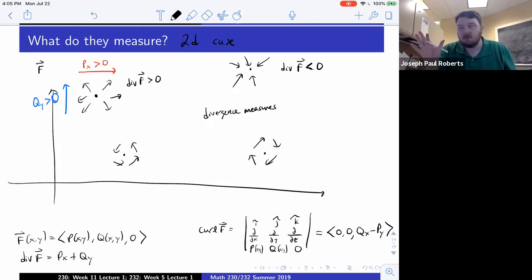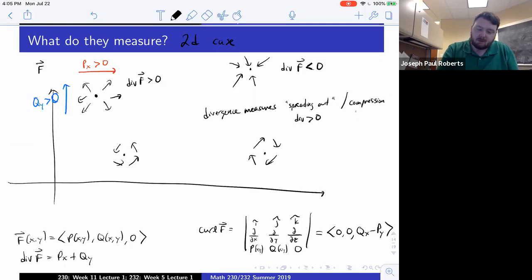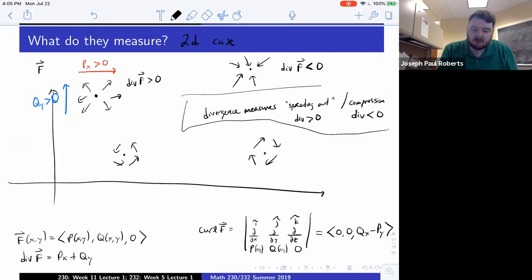So it's not that scary 141 sequences and series stuff. It's coming from this idea of, are the arrows pointing towards each other or away from each other? So spreading out, or compression, whatever you want to think about it. Spreading out would be positive divergence, compression would be like negative divergence. So intuitively, that's what's going on with divergence. Are your vector field arrows going away from each other or going towards each other?